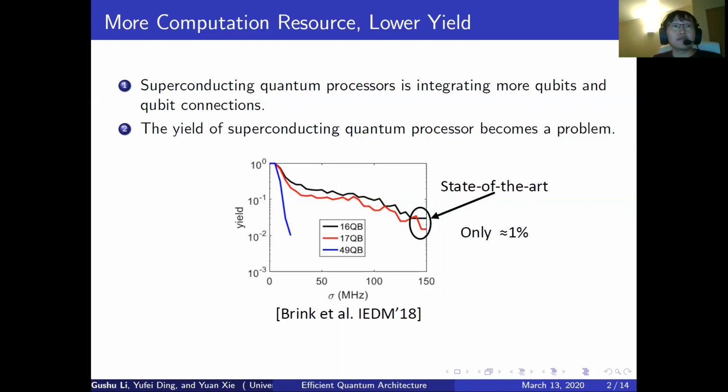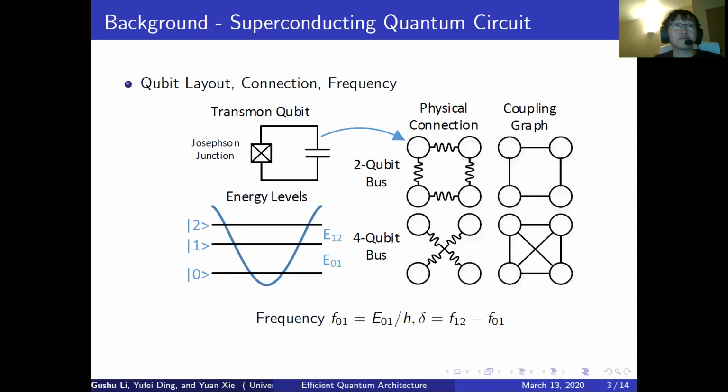Before we discuss how to optimize the yield, let me first introduce some necessary background to help you understand superconducting quantum processors and where the low yield comes from. The background knowledge we are talking about here is mainly from IBM. So in this work, we consider a type of qubit called fixed frequency transmon qubit.